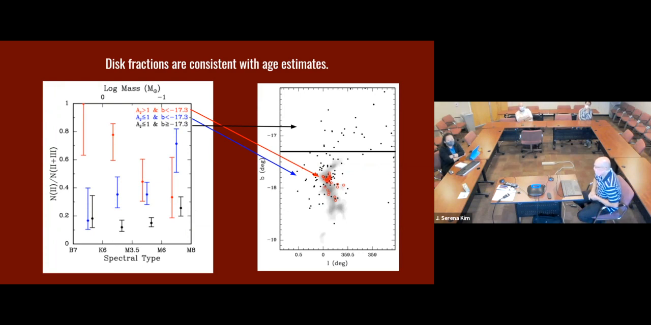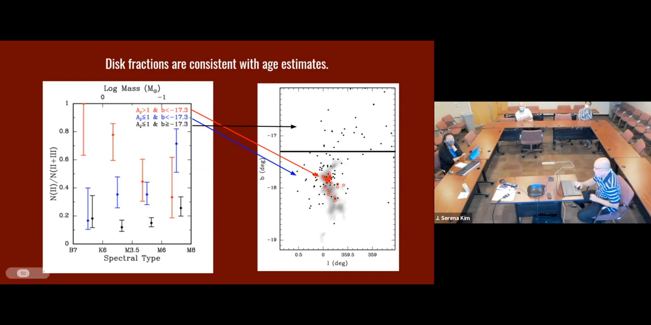Might as well measure those disk fractions while we're at it to get another handle on the age. So these are the same populations. This is the high extinction Coronet Cluster here in red. The blue is the stars around the Coronet Cluster but have low extinction, and then the black is for all the other stars above.